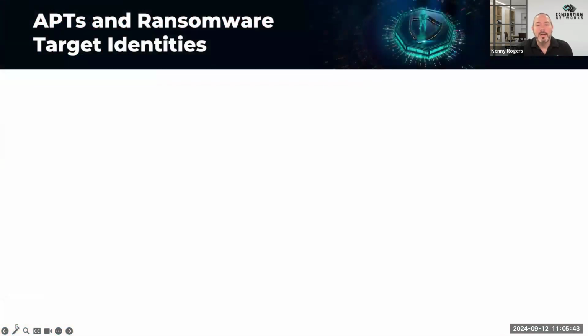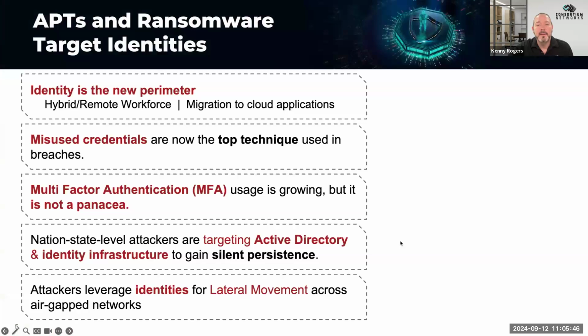Now let's get started. The identity threat landscape: specifically advanced persistent threats, commonly referred to as APTs, and ransomware target identities. Multiple threats target identities, including hybrid, remote, and even cloud. Misused credentials are now the top technique in breaches per CrowdStrike's annual threat hunting report, which highlighted that over 80% of all breaches involve the use of a compromised credential.